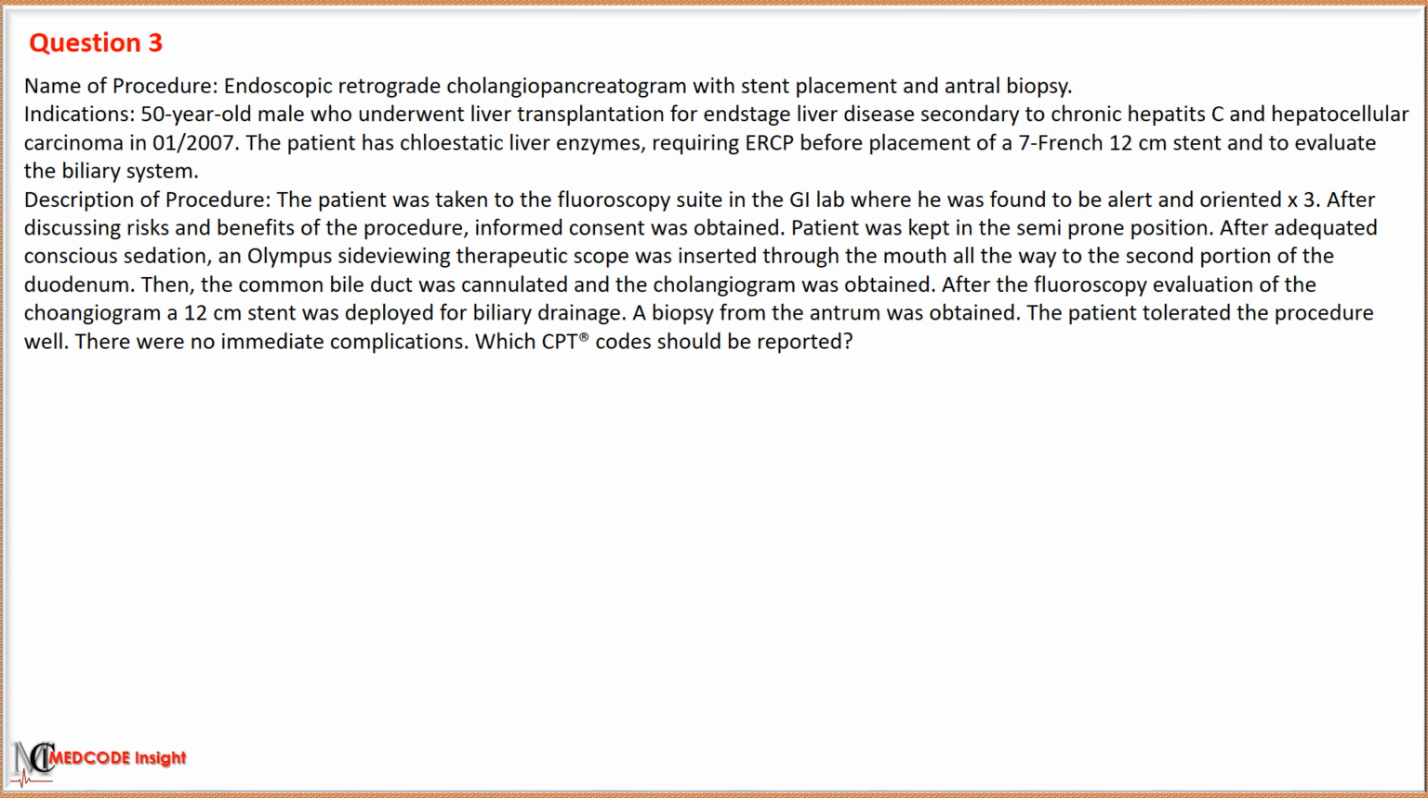Which CPT code should be reported? Option A with codes 43276, 43261 along with modifier 51. Option B with codes 43274, 43261 along with modifier 51. Option C with codes 43266, 43239 along with modifier 51. Option D with codes 43212, 43202 along with modifier 51.